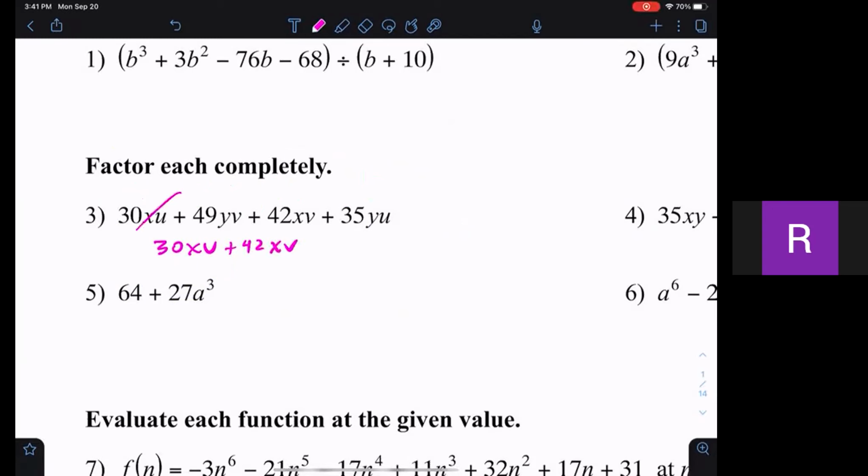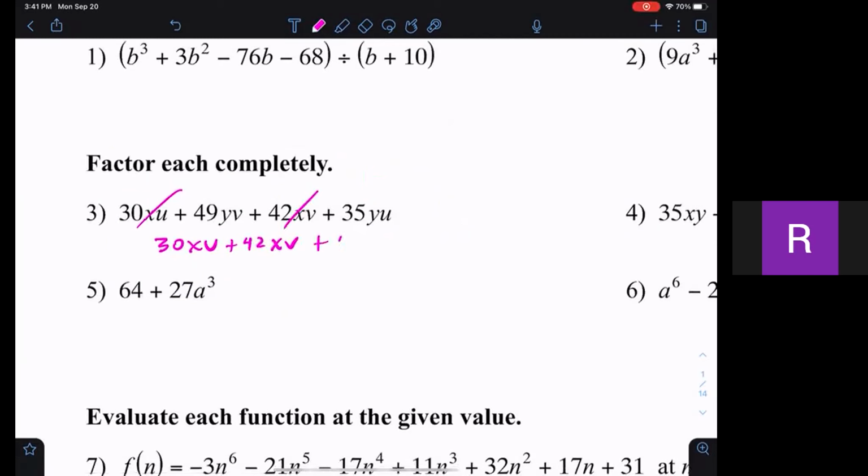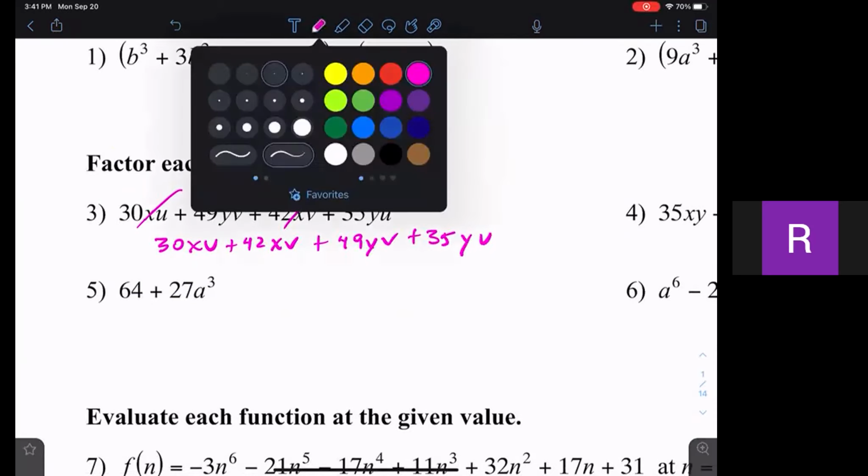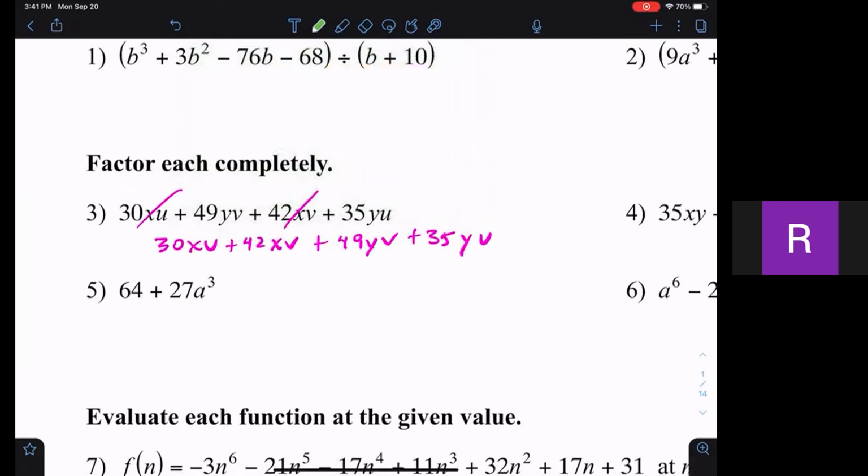42xb, that's these two. And then the other one will be 49yb plus 35yb, right? So let's do that. So here I have, this is 6 times 5, and this is 6 times 7, right? So that's going to simplify to 7 over 5, the ratio of those two, right? 7 over 5. And then this is 5 times 7, and this is 7 times 7. So if I simplify the 7s, I get 5 over 7, right?